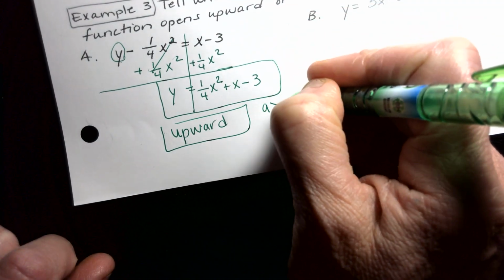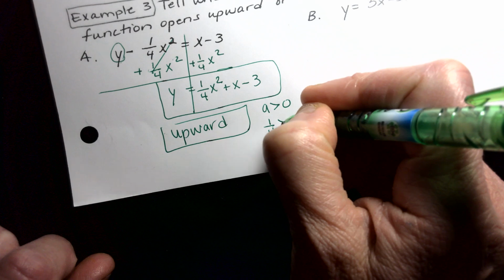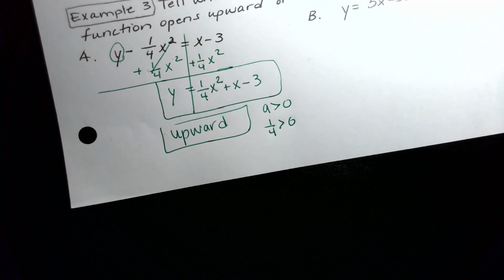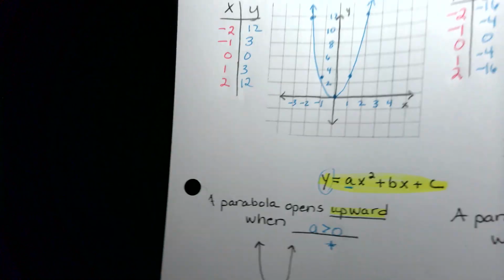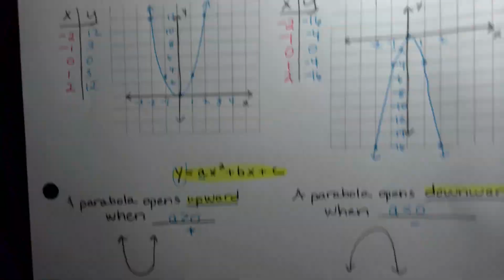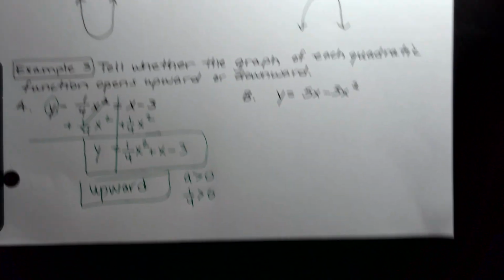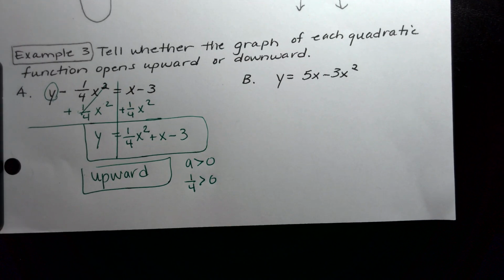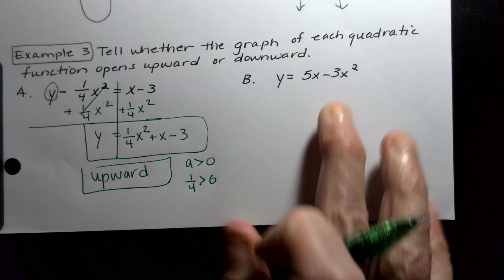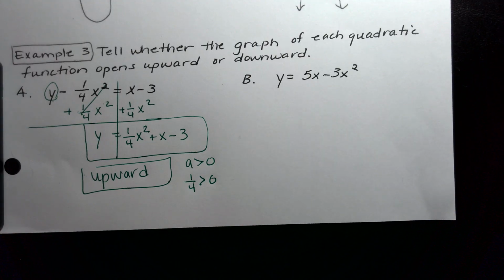Because a is greater than 0. 1/4 is bigger than 0. Okay, why don't you guys try that one. See if you can get this all set up. It's almost in the right form. You just got to rewrite that right side, don't you?